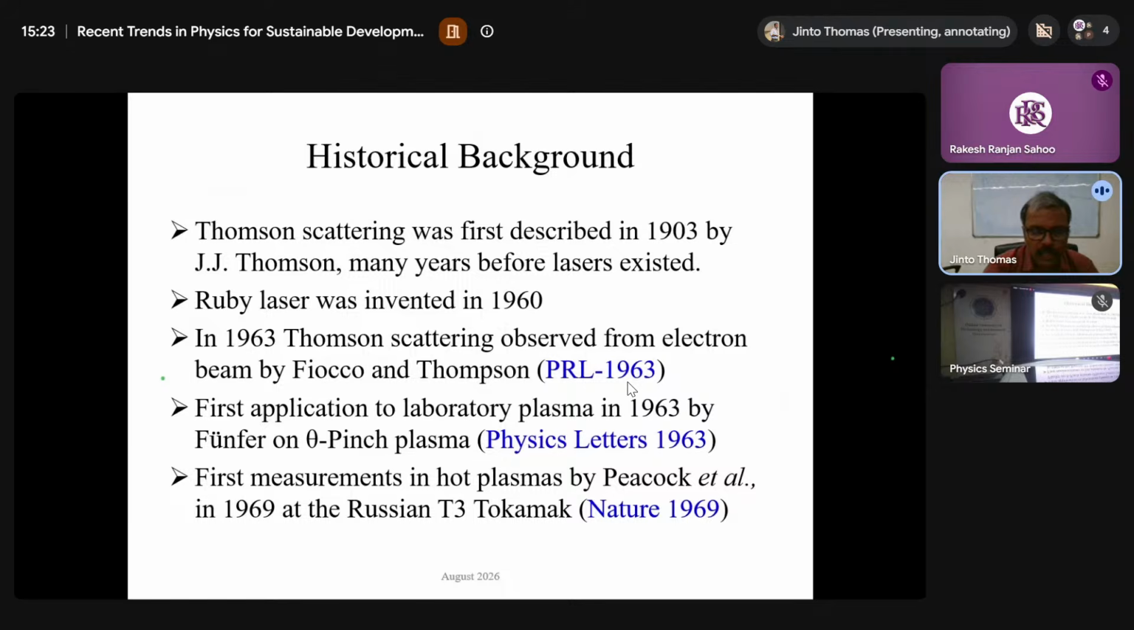If a photon is scattered by a charged particle, that is known as Thomson scattering, which was first described by J.J. Thomson. And mind you, it was in 1903, when there were no lasers. Lasers were invented at a much later stage, in 1960 only. Thomson scattering was observed from an electron beam in 1963, within 3 years of the invention of lasers. The first application to a laboratory plasma was in the same year with a theta pinch machine. And the first measurement of a hot plasma was made in the Russian T3 tokamak in 1969. This measurement is considered a landmark experiment for the fusion and tokamak community.